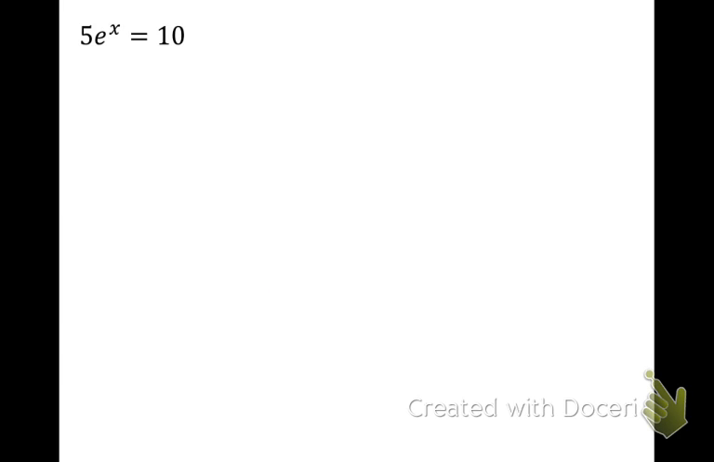Okay, next up we have 5e to the x equals 10. My base here is e, but realize that before I do anything on this problem, I want to get the base to the exponent isolated first. I've got that 5 hanging out in front still, okay? So very first thing we need to do is get the base to the exponent isolated.